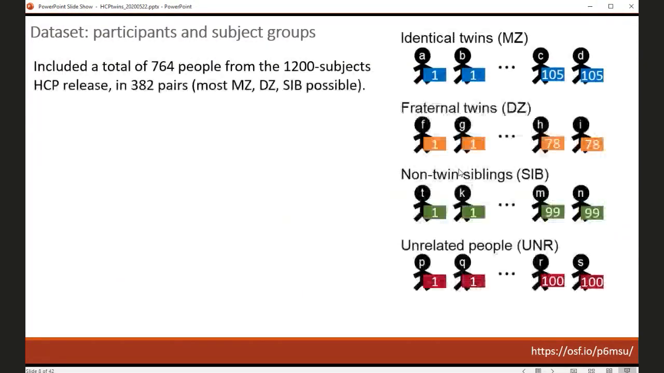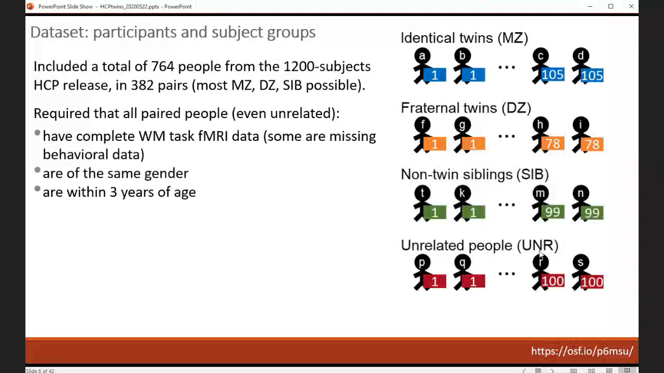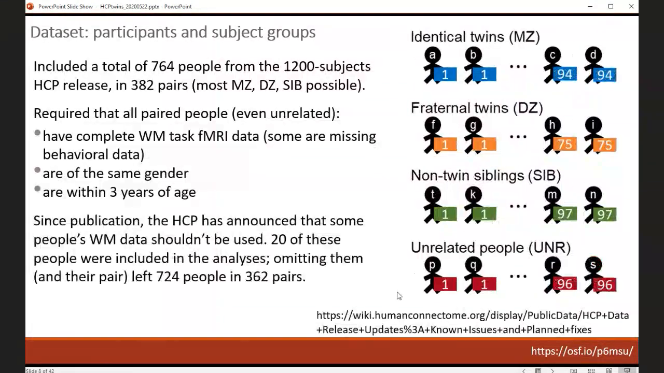Okay, so I started way back talking about MZ twins, DZ twins, siblings, and unrelated. For the paper that's published, these are the number of people that I included, as many as I could, which came out to be 764 pairs. I required, and this matters more for the genetics, that they have data, but also be the same gender and within 3 years of age, even in the unrelated groups. And just a month ago or so, I noticed that the HCP announced that the working memory data from some of the people shouldn't be used. I had actually included 20 of them in the analyses that I had run.